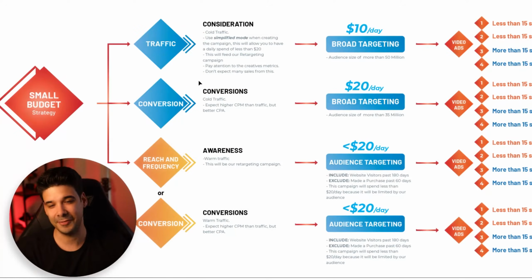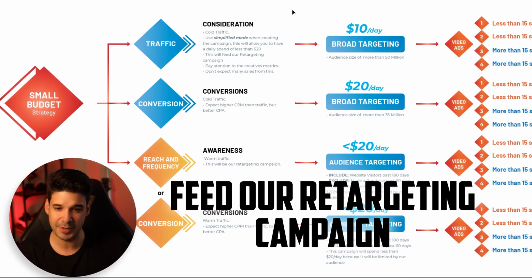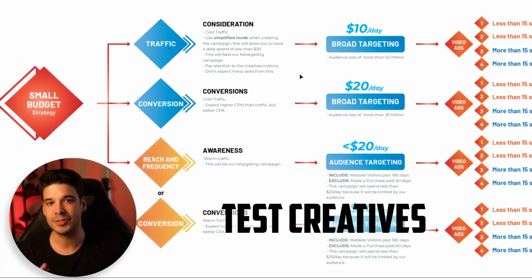Alright, so for the first strategy, we're going to create 3 different campaigns. I'm going to show you the diagram, the master plan first, and then I'm going to show you how to actually do it on TikTok ads. First, we're going to make a traffic campaign, and it's going to be for consideration. This is going to target cold traffic, and it's going to have 2 main goals. First is going to feed our retargeting campaign, which will be here. And it's also going to allow you to test the creatives.